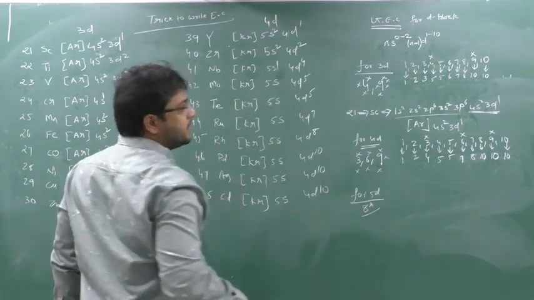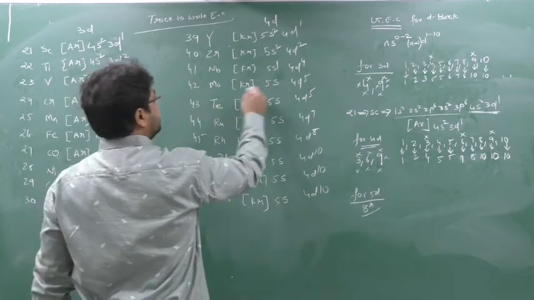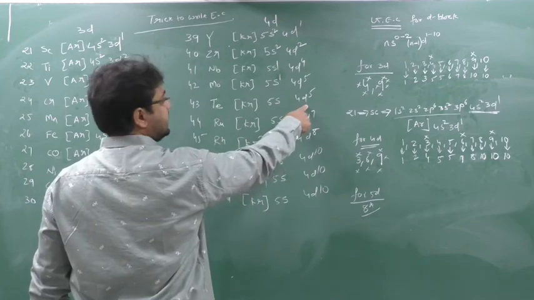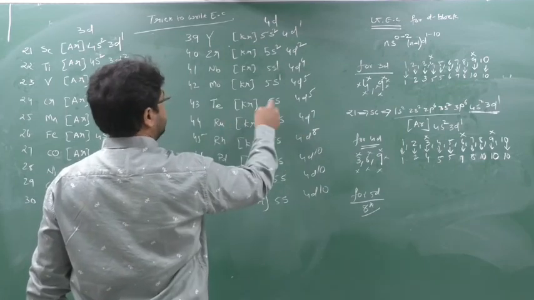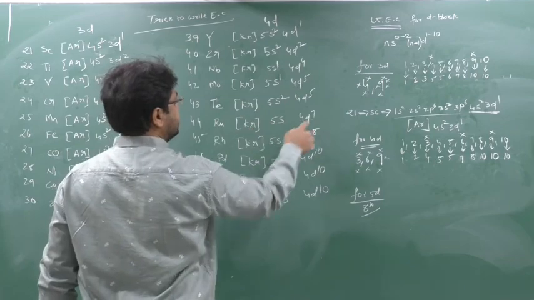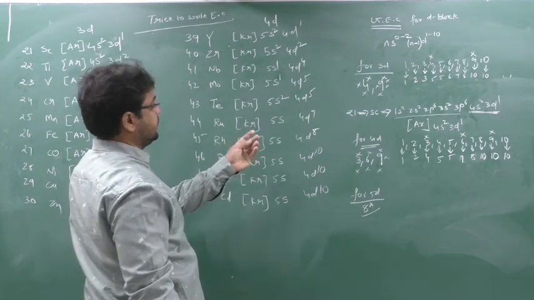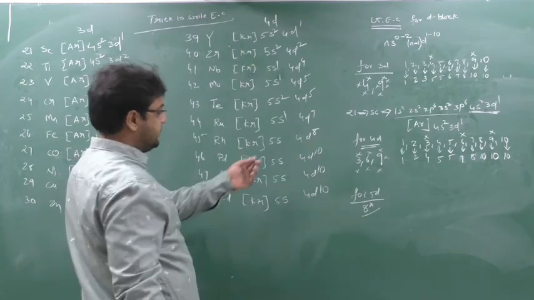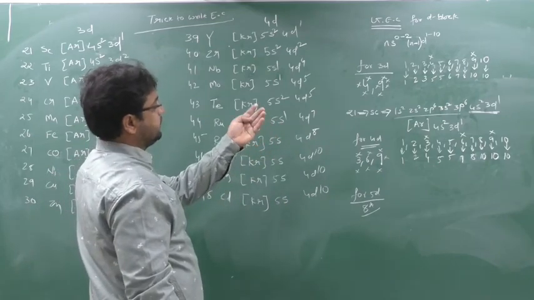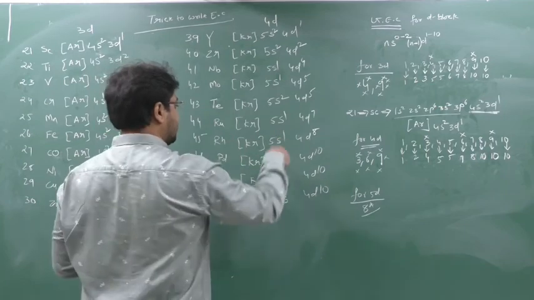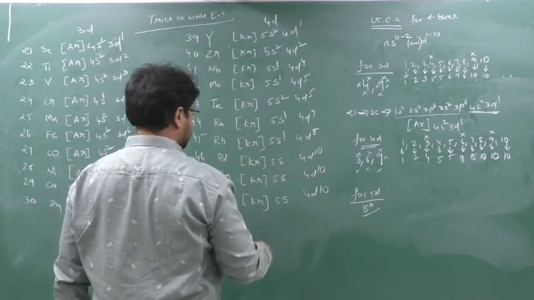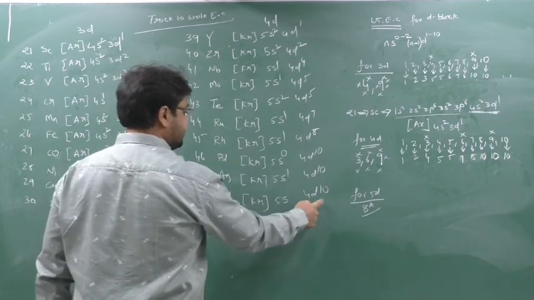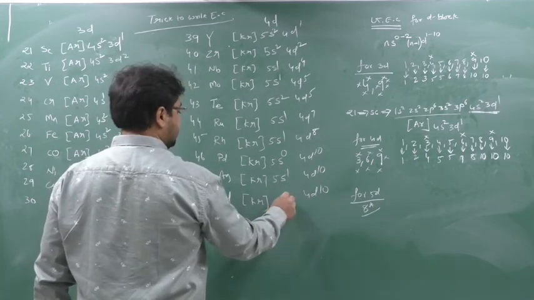36 plus 5, 41, 42. 36 plus 5, 41, 42, 43. 36 plus 7, 37, 38, 39, 40, 41, 42, 43 and 44. 36 plus 8, 37, 38, 39, 40, 41, 42, 43, 44 and 45. 36 plus 10, 46, 47, 48.